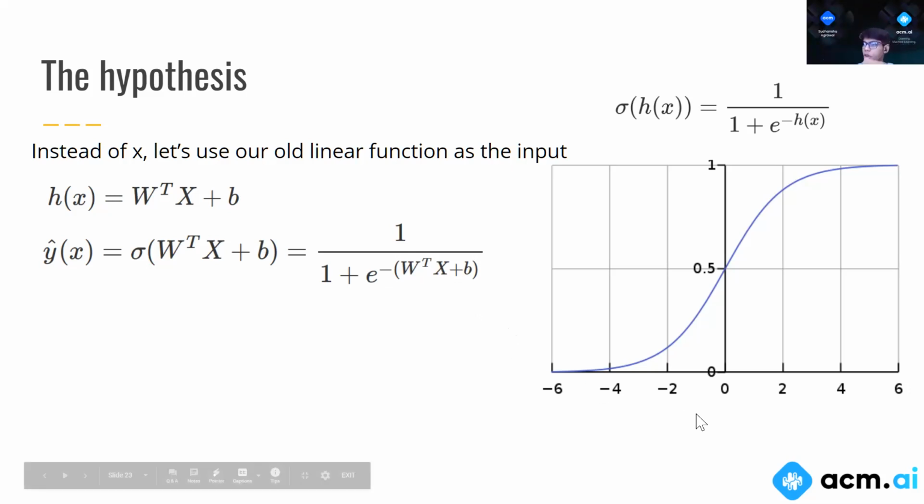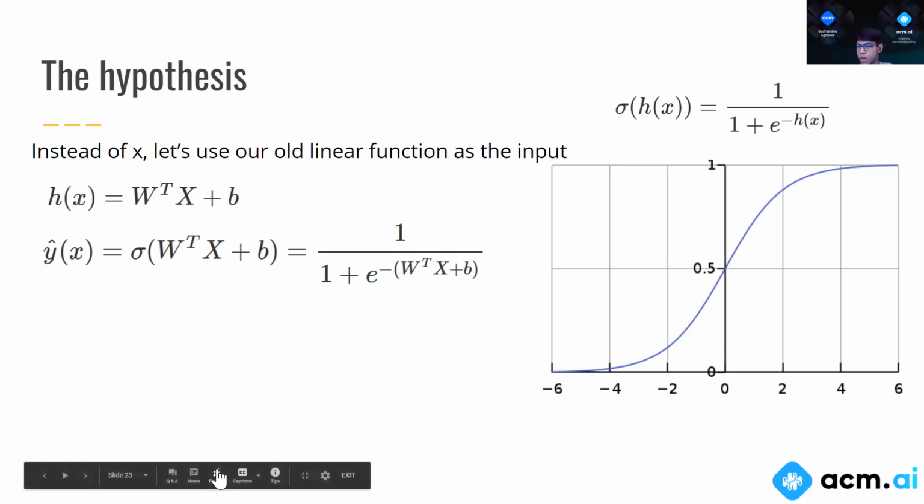Now, let's recall again what we want to do here. Given an x, we want to transform it using this function and get a value that classifies as either 1 or 0. Or, more broadly speaking, we want to classify it as greater than 0.5 or lesser than 0.5. So that's something to keep in mind.